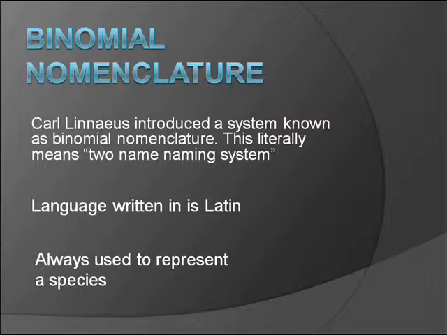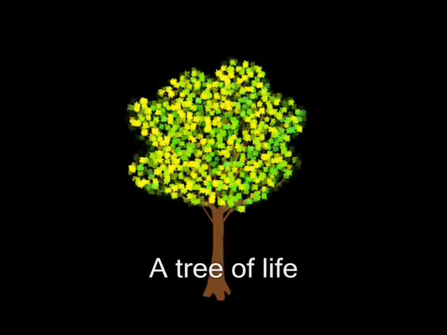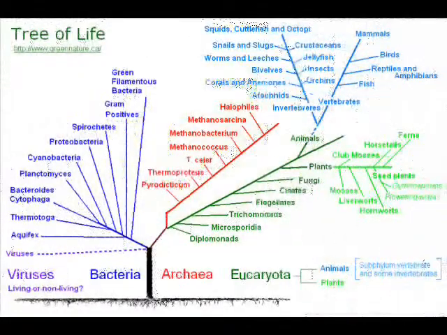So as we see here are some traits of binomial nomenclature. If we can think of all life on the earth as a giant tree, then a species would be the very end point of a branch, like a leaf on a tree.